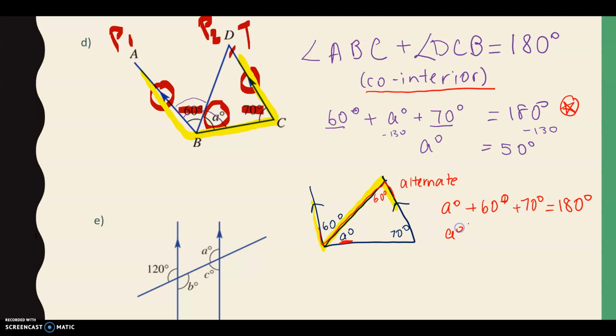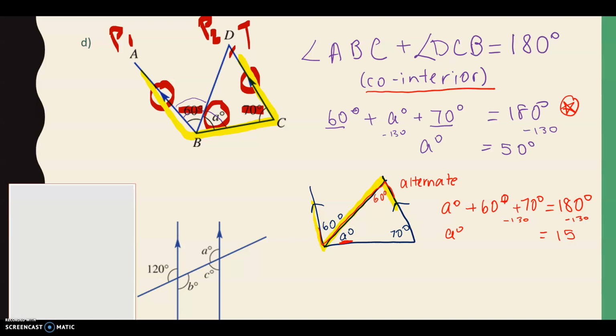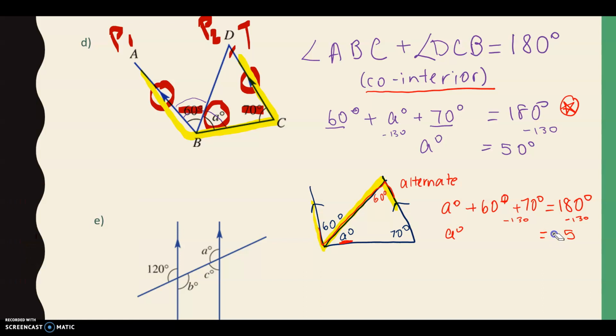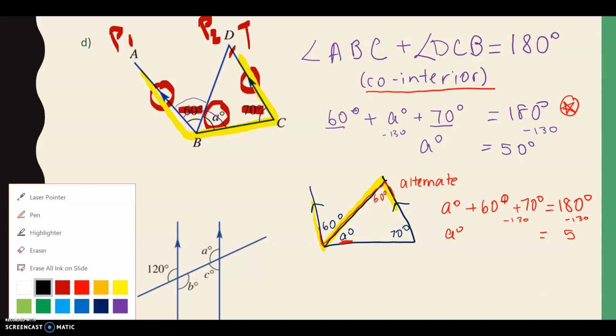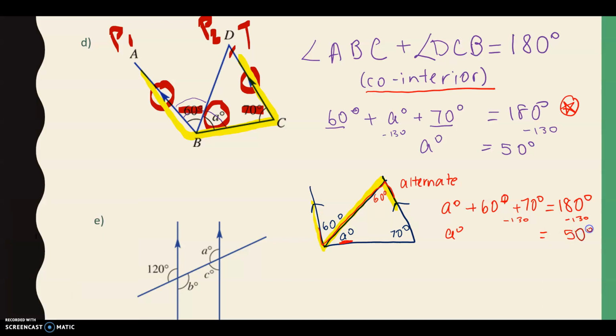So again, we're simply going to subtract 130 from both sides to get 50 degrees, which is what we got when we used the other method, 50 degrees.